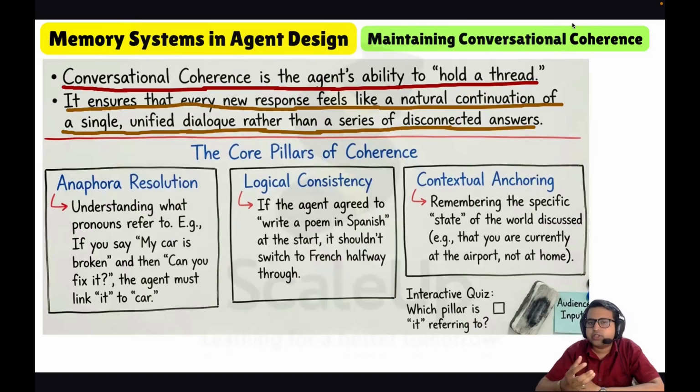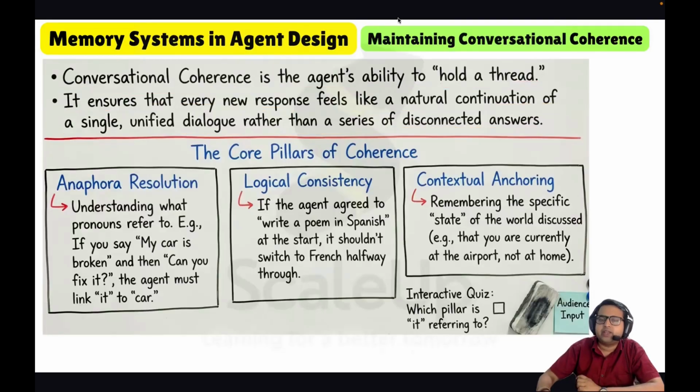Like, the user is talking about his birthplace, but the large language model forgot, because earlier the user told it about his birthplace. In that scenario, the conversation feels very disconnected. So the idea of conversational coherence is very clear.